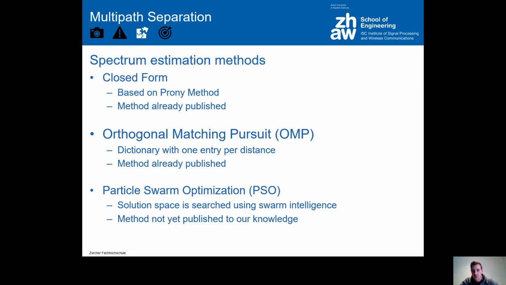In the third method, the particle swarm optimization method is applied to the problem, which, to the best of our knowledge, has not yet been described in literature. The solution space is iteratively searched for the global optimum with a large number of particles. The behavior of the individual particles is modeled on the swarm behavior known in nature.